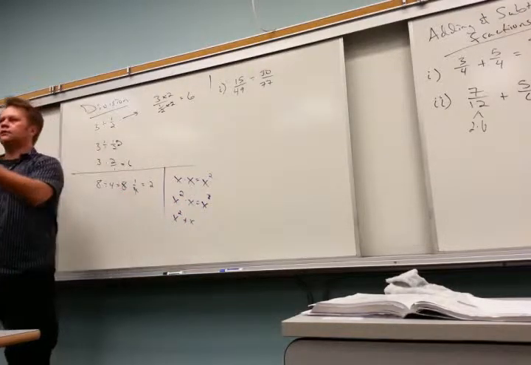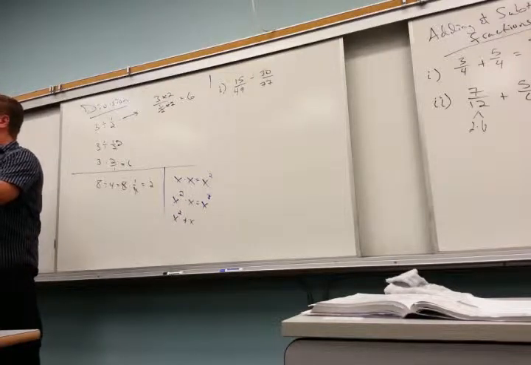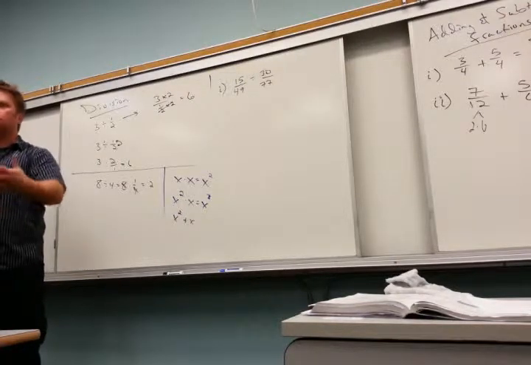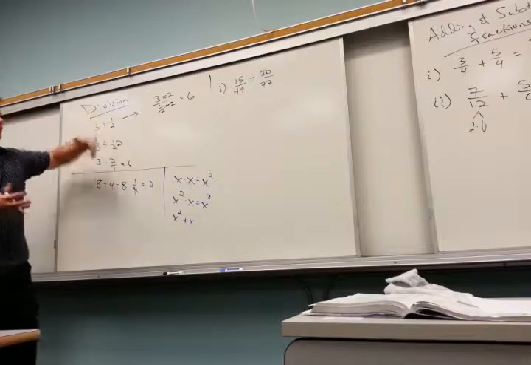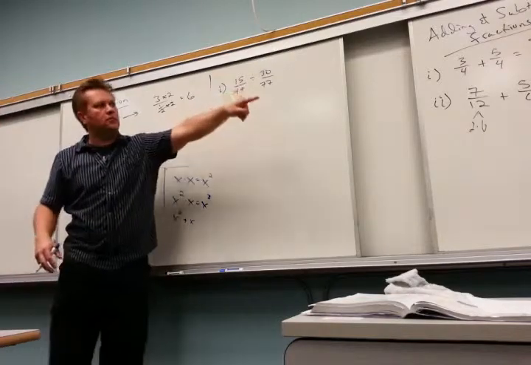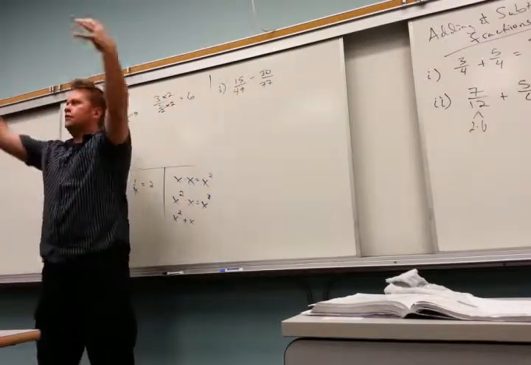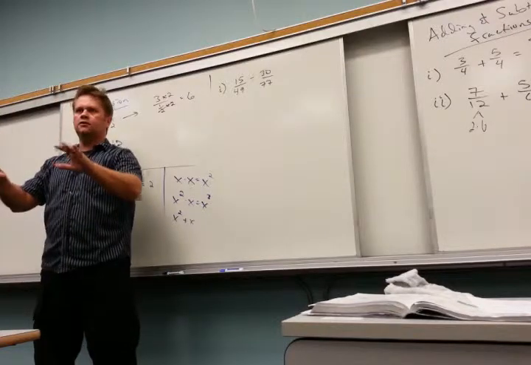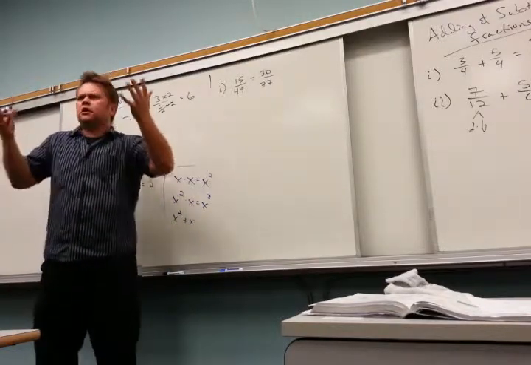So you only need LCD when you add or subtract fractions. You do not need them when you're multiplying. Because LCD would be building things up. What am I trying to do when I'm dividing and multiplying? I'm trying to bring things down. I'm trying to reduce. So if you do LCD, you're going to go in the opposite direction.